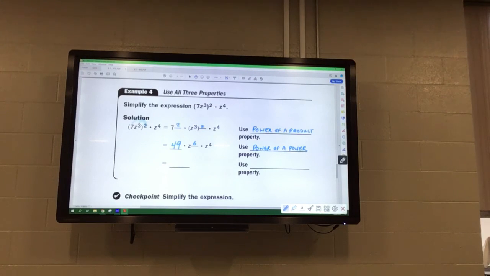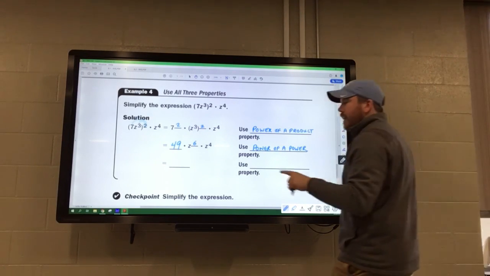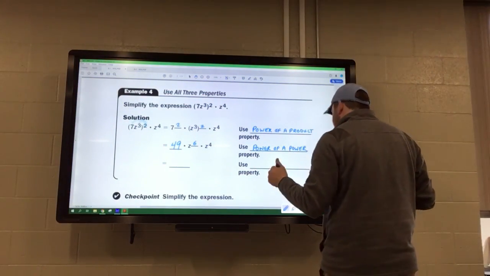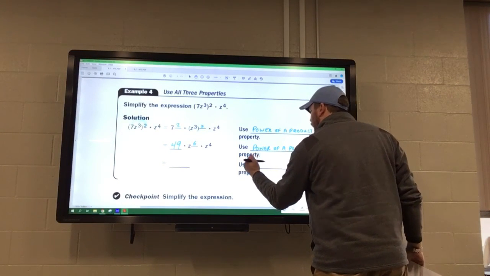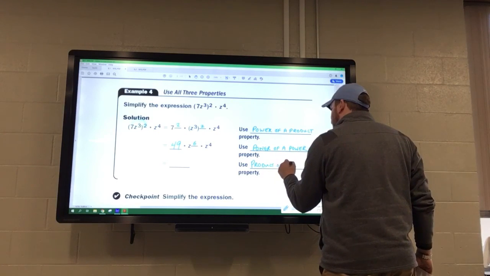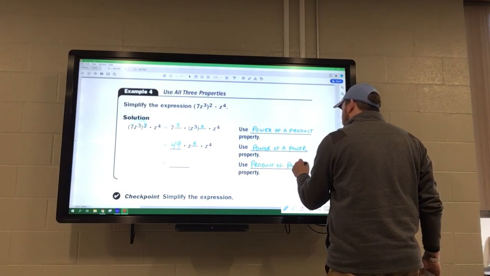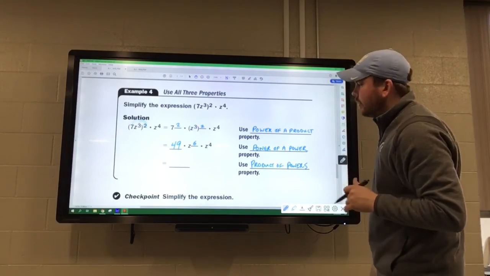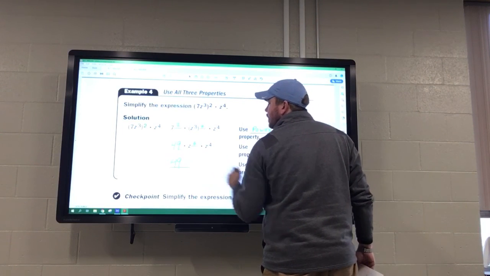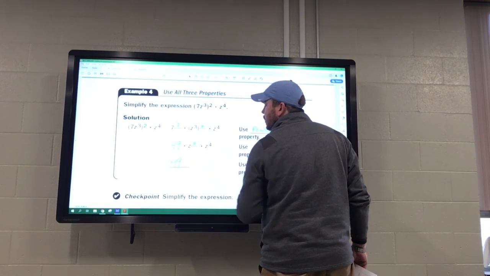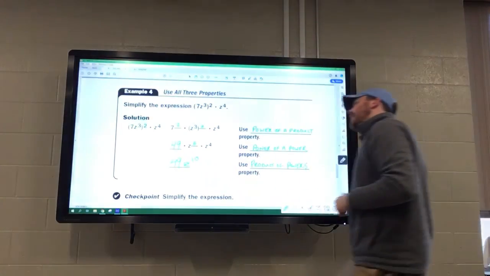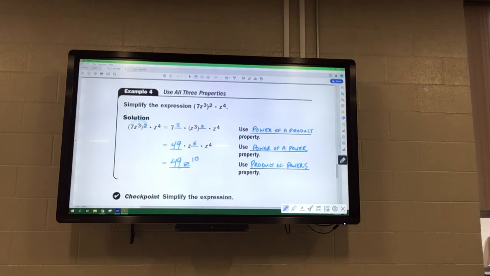And the last thing we need to do is simplify this z to the 6th times z to the 4th. And we do that using the product of powers property. Again, I'm not going to make you memorize the names, don't worry. All right? So, we have 49, z to the 6th times z to the 4th. We're multiplying two powers with the same base. Keep your base, add the exponents. My final answer is 49z to the 10th.